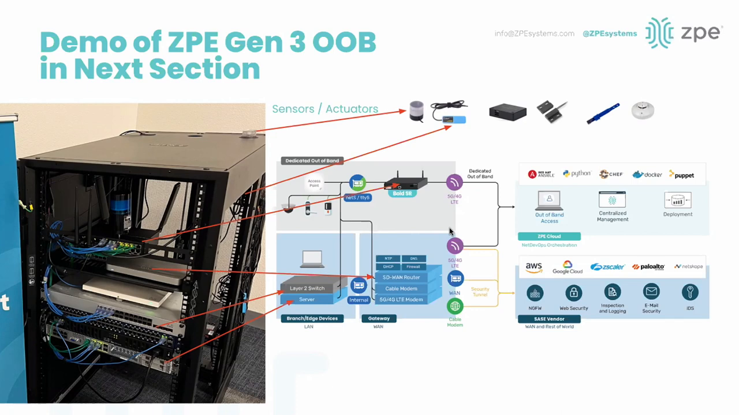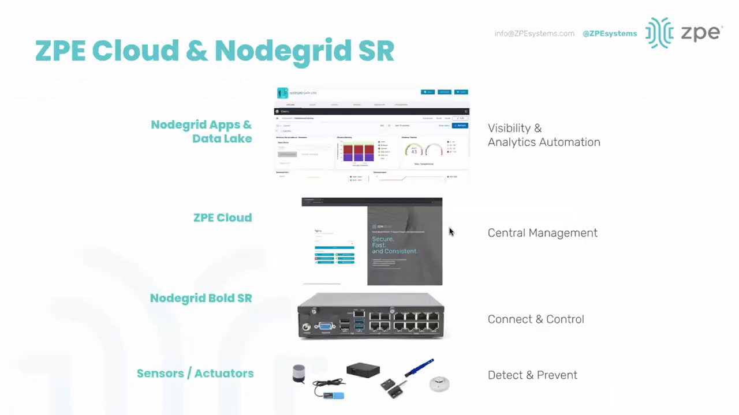Specifically for this demo, we are focusing on three different components. We are going to focus on our NodeGrid platform, the NodeGrid Boot SR, with a wide range of connectivity to sensors, actuators, and other management interfaces. We are going to look as well at the central management component, our ZPE cloud, how you can use it to push configurations, to perform backups, to perform standard management tasks. And then lastly, we're going to look at the NodeGrid data lake application.